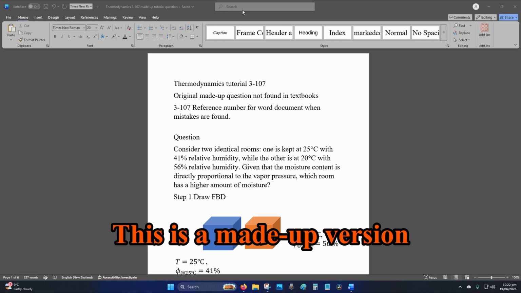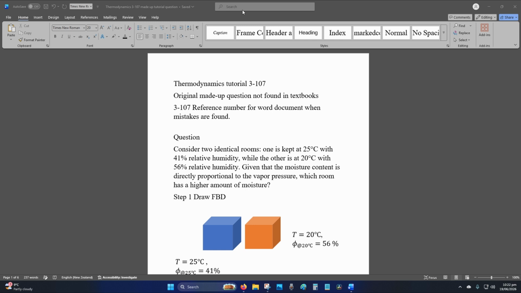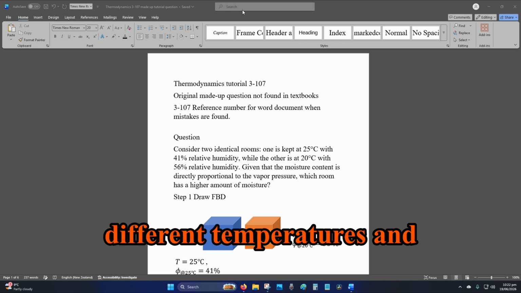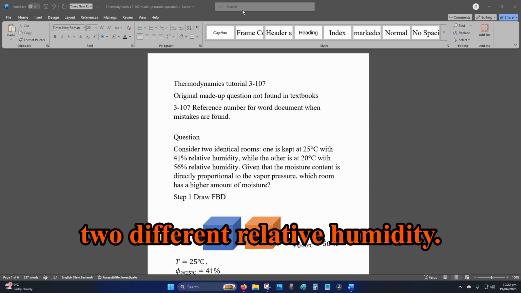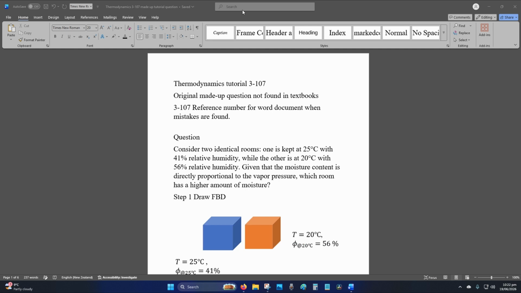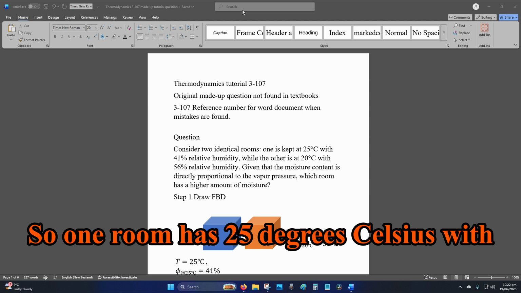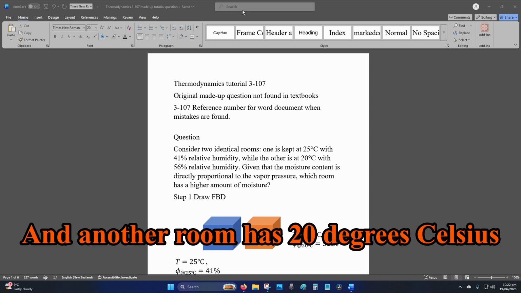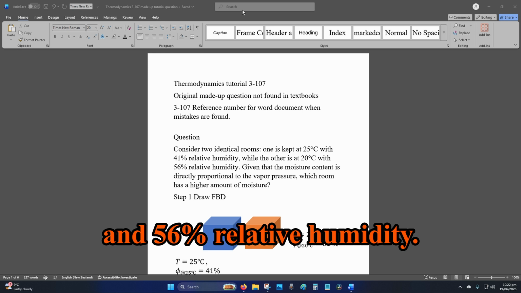This is a made-up question not found in your textbooks. We got two identical rooms with two different temperatures and two different relative humidity. We want to find out which one contains the most moisture. So one room has 25 degrees Celsius with 41% relative humidity, and another room has 20 degrees Celsius and 56% relative humidity.